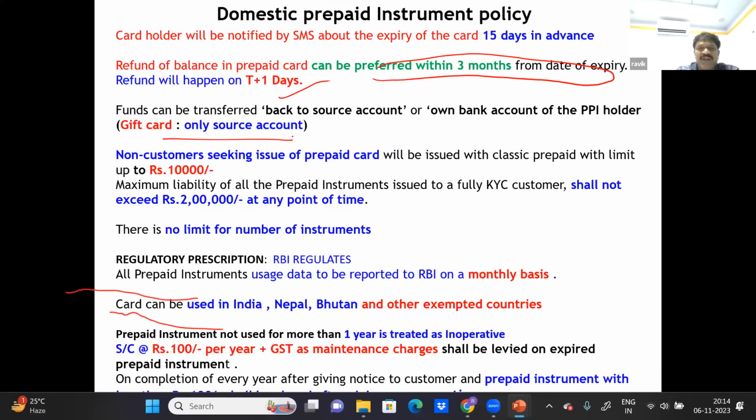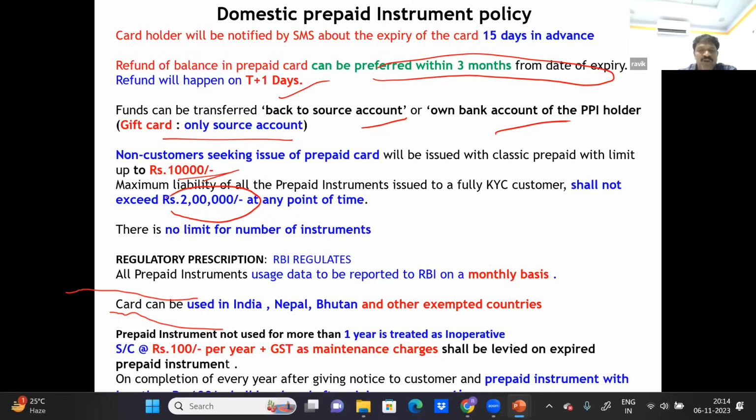For other prepaid cards, we can give to the source account also. If that account is closed, or the customer has opened an account in some other bank, that account also we can give. But non-customers seeking issue of a prepaid card will be issued a classic prepaid card up to only 10,000 rupees. If he is not a customer of your bank, he can also come and take a prepaid card, but the maximum is 10,000 rupees. Maximum liability for a prepaid instrument for a fully KYC customer shall not exceed 2 lakhs. Everywhere the answer is 2 lakhs.